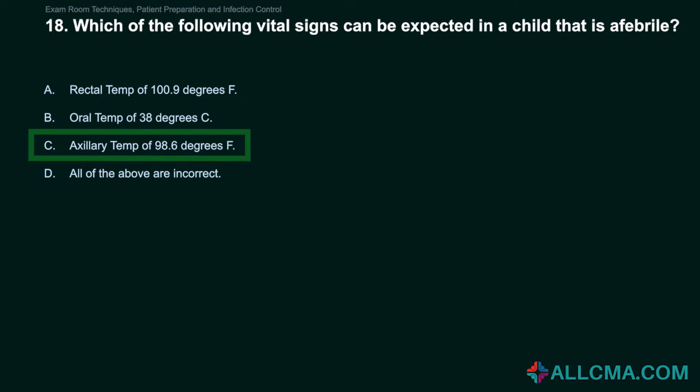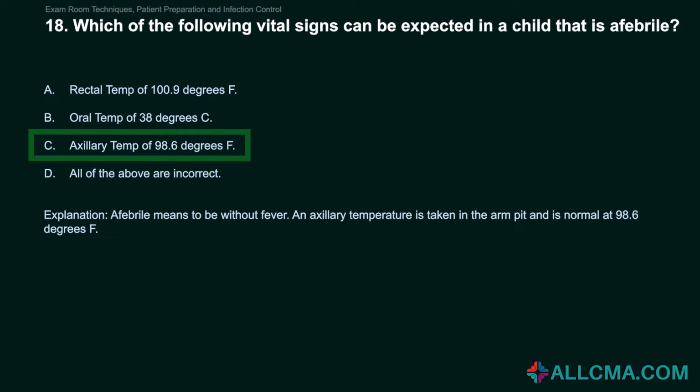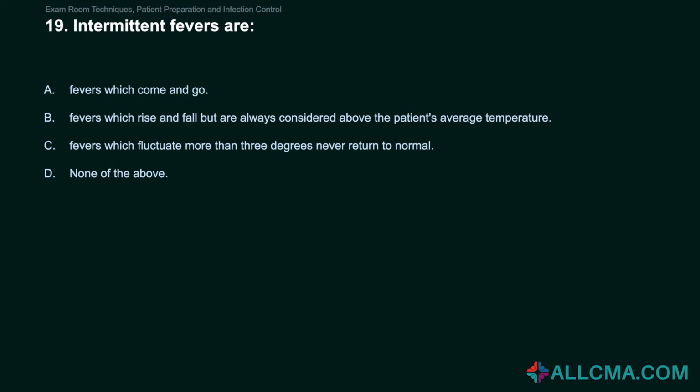Correct answer: C. Axillary temp of 98.6 degrees Fahrenheit. Afebrile means to be without fever. An axillary temperature is taken in the armpit and is normal at 98.6 degrees Fahrenheit.